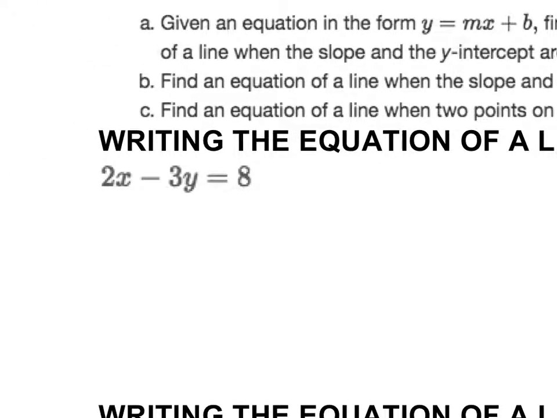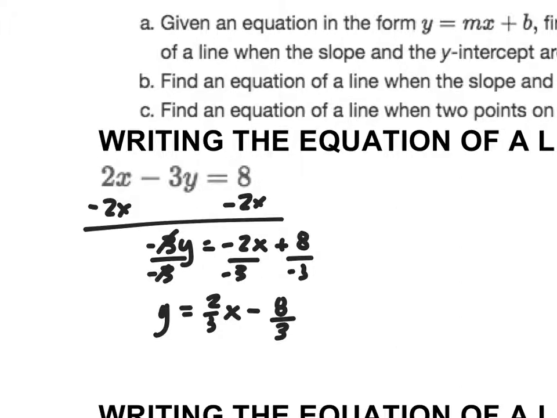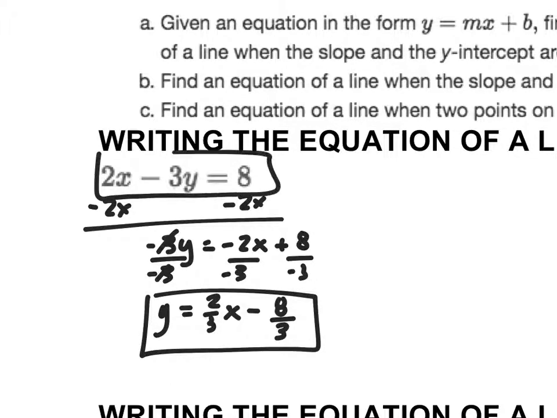So what I've got is this. I'm going to subtract 2x from both sides of my equation here. All right. And that's going to give me negative 3y is equal to negative 2x plus 8. Okay, then I'm going to divide everything by negative 3. And so when I divide those by negative 3, the 3's divide out, and I get y is equal to positive 2/3, because two negatives divide out to make a positive. So 2/3 x, and then minus 8/3.